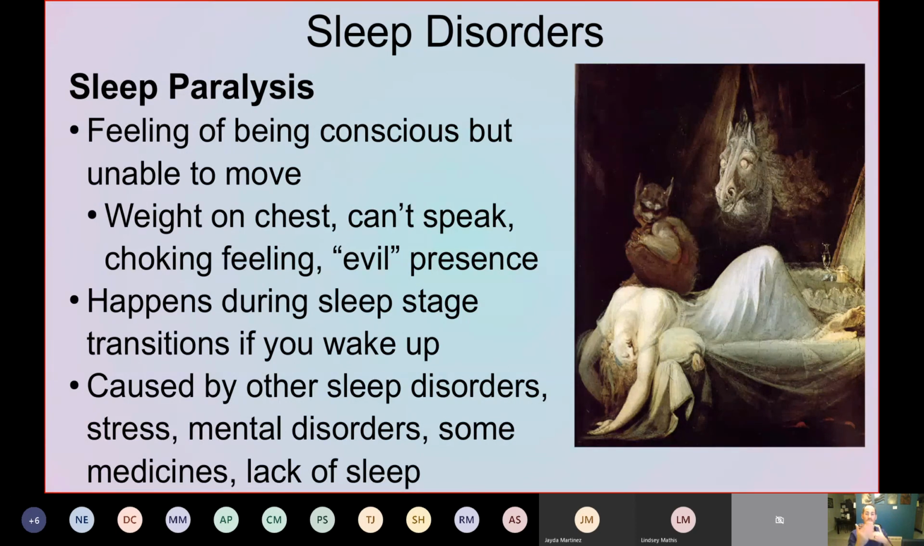So your brain's kind of not caught up with your conscious awareness. You are starting to wake up, you are now awake, but your body is still getting sleep signals saying, hey, don't actually move. And that's why it feels like you can't breathe. You're not going to actually choke to death from sleep paralysis. You won't be able to move for just a little bit.